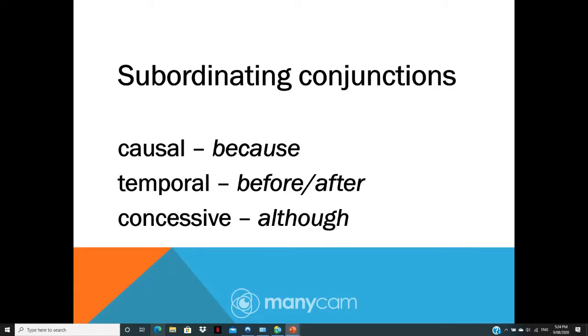So let's look at some English subordinating conjunctions. Because, causal, talks about a causal relationship between the two clauses. Before, after, temporal relationship between the two clauses. Temporal means time, a time relationship. Although, what's referred to as a concessive relationship between the two clauses.